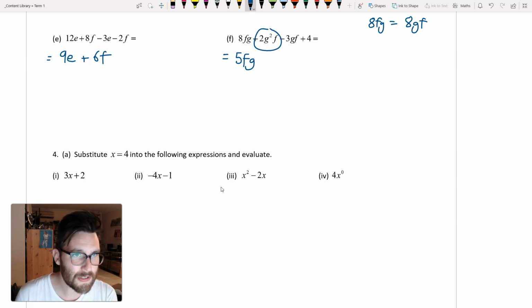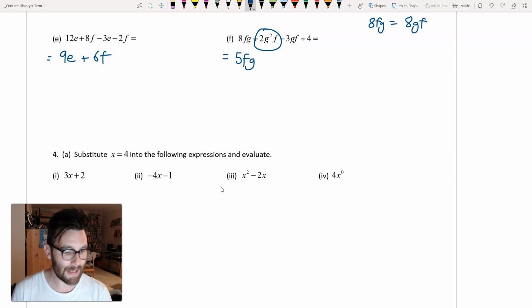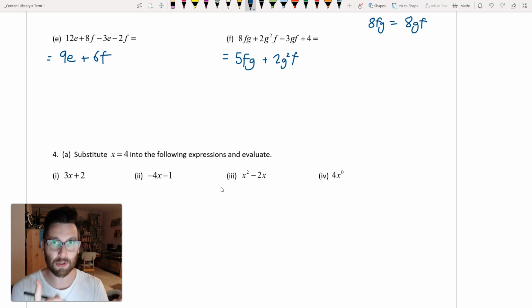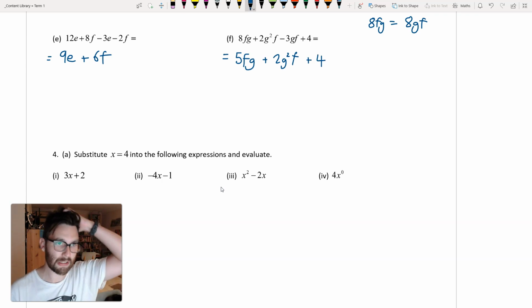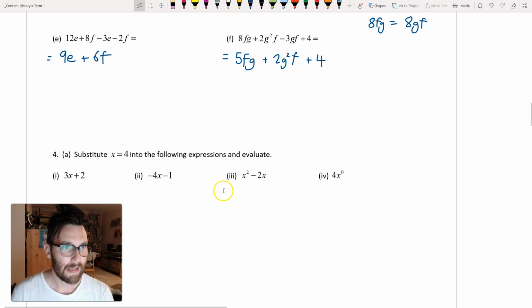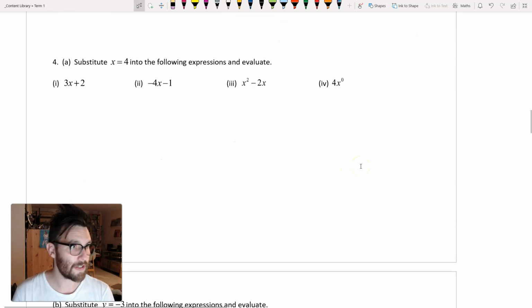This 2G squared F, so that G squared makes it different to the others. So I'm going to add that one on to G squared F. I'm going to add it on, but not combine it with my first one. And then I'm going to add on this 4 that I've got at the end. So similarly, 4 is not a like term to any of those. So if you've got this as your answer, that's all you need to do.